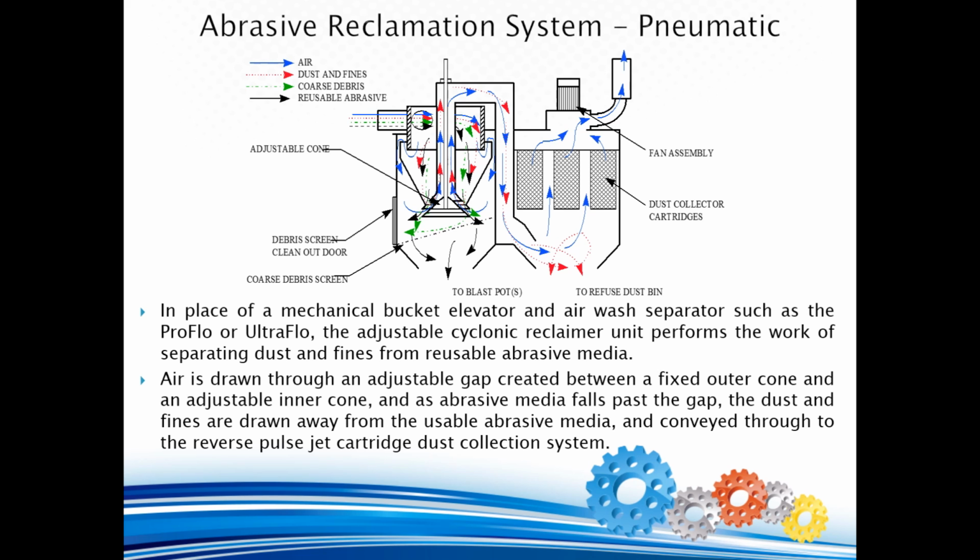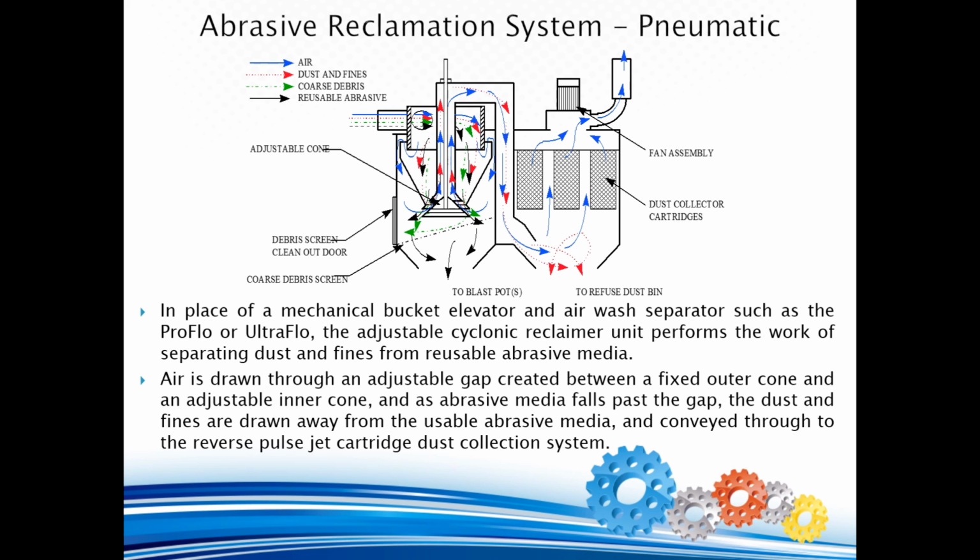Air is drawn through an adjustable gap created between a fixed outer cone and an adjustable inner cone, and as abrasive media falls past the gap, the dust and fines are drawn away from the usable abrasive media and conveyed through to the reverse pulse jet cartridge dust collection system. Adjusting the size of the gap between the fixed and adjustable cones will vary the intensity of the abrasive media separation required. Having the flexibility of full adjustment allows for variance in abrasive media types and sizes that can be used with the Waffle floor recovery system.